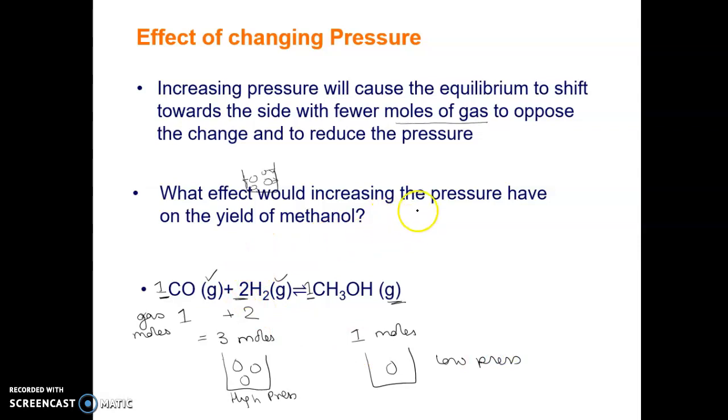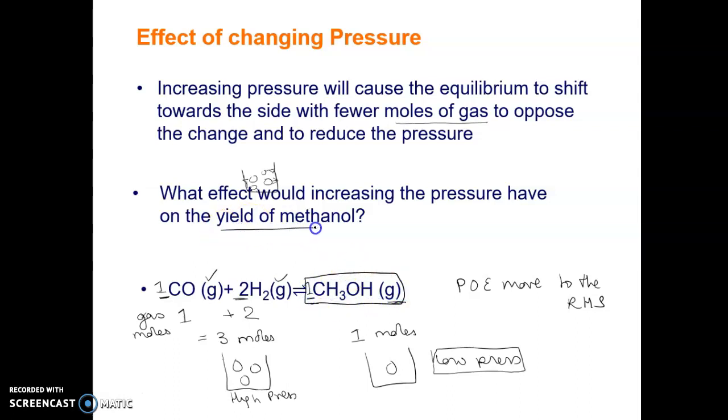Now what would happen when you increase the pressure? In this particular reaction, when you increase the pressure, remember that the position of equilibrium will go to a side to oppose the change. Now you're increasing the pressure, so it will try to go to the side which has got low pressure. So you've got to look at the reaction, figure out the gas moles, and then decide which side is at low pressure, and then you would say that the position of equilibrium will move, in this case, to the right hand side. So you will get more methanol, because the product is methanol.